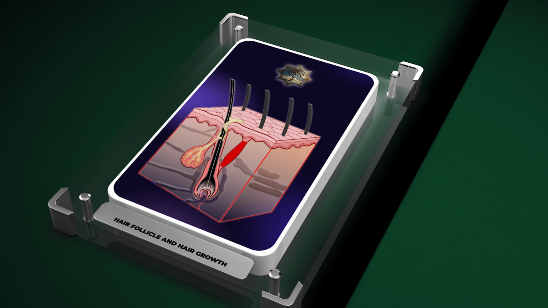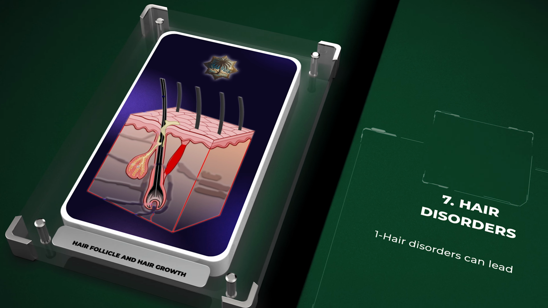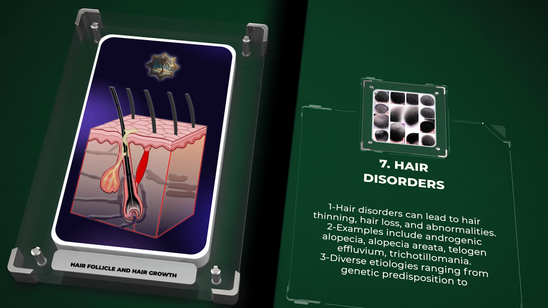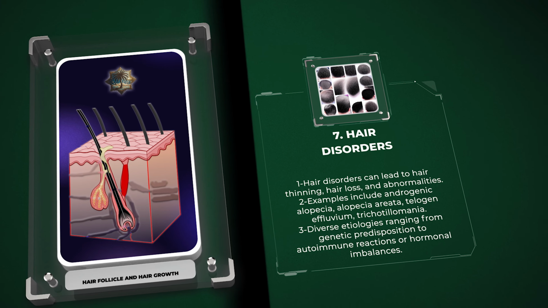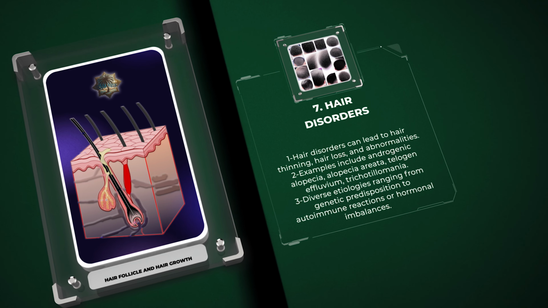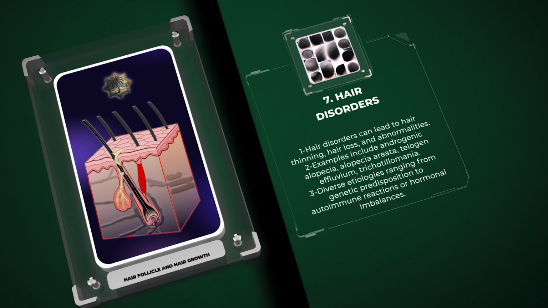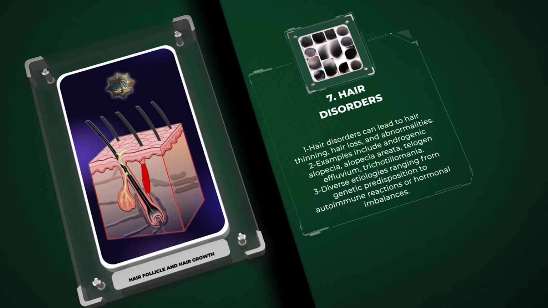Various conditions can affect the hair follicles, leading to hair thinning, hair loss, alopecia, and other abnormalities. Examples of hair disorders include androgenic alopecia, alopecia areata, telogen effluvium, and trichotillomania. These conditions have diverse etiologies, ranging from genetic predisposition to autoimmune reactions or hormonal imbalances.